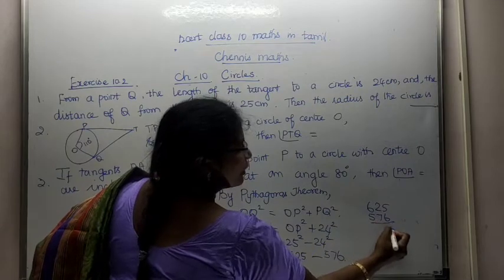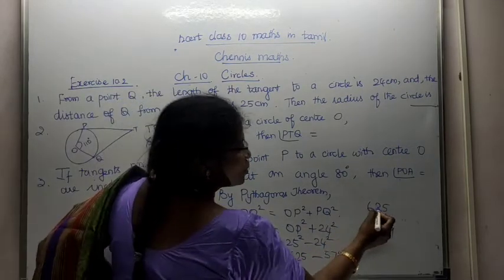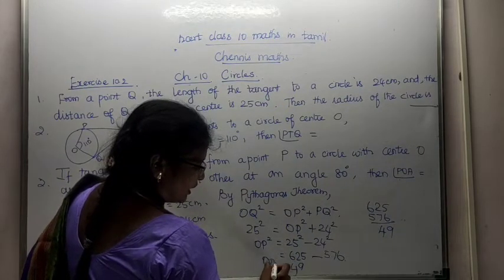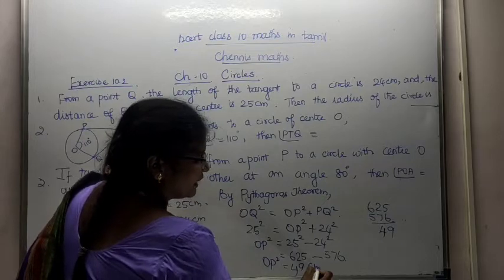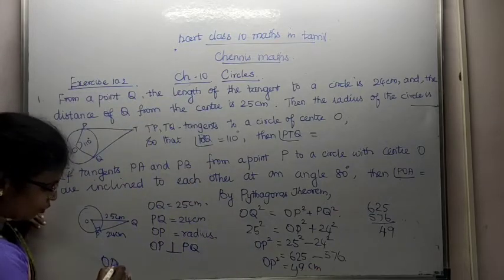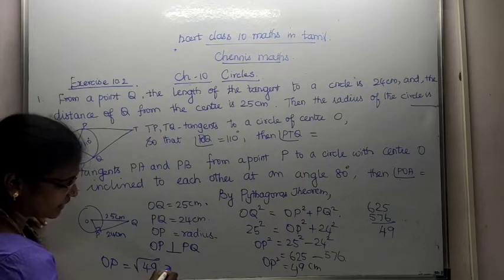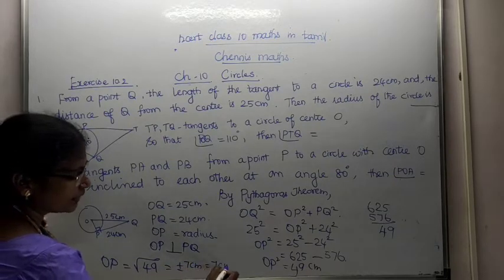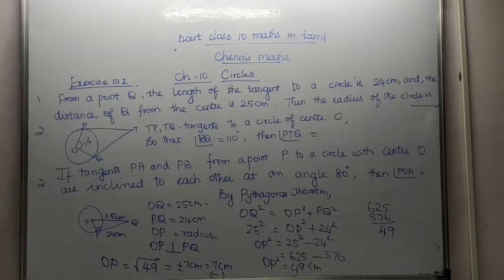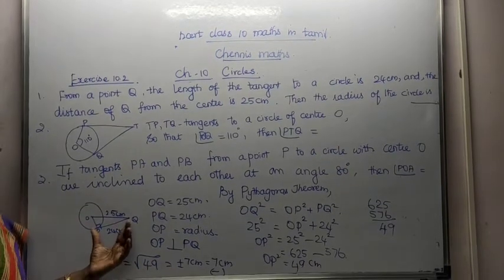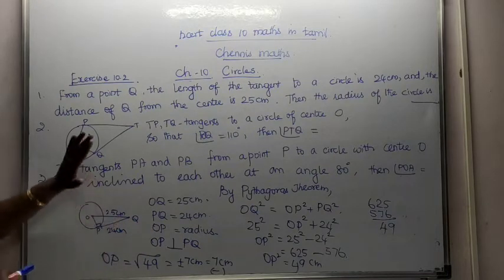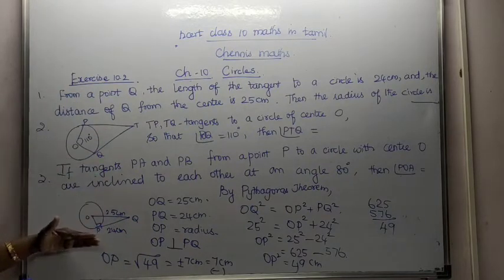See here, so this will be 49. Therefore OP squared is equal to 49 centimeters squared. We get OP equal to root of 49, that is plus or minus 7, that is 7 centimeters, where minus is invalid here since it is the length. Because it is a length, minus becomes invalid. Understood? These three sums are the most important ones.